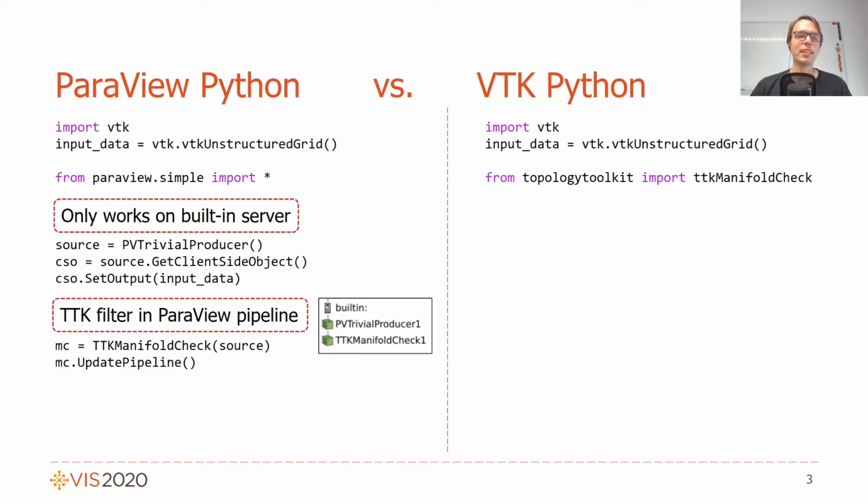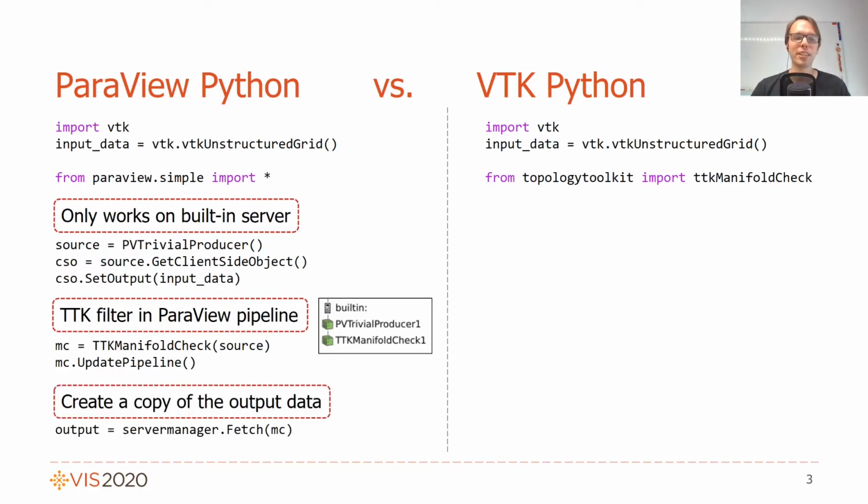Once we have our data as a source in the ParaView pipeline, we can then execute the TTK manifold check ParaView filter on it, and finally also get the result out of the pipeline again using server manager fetch. This, however, will create a copy of the data.